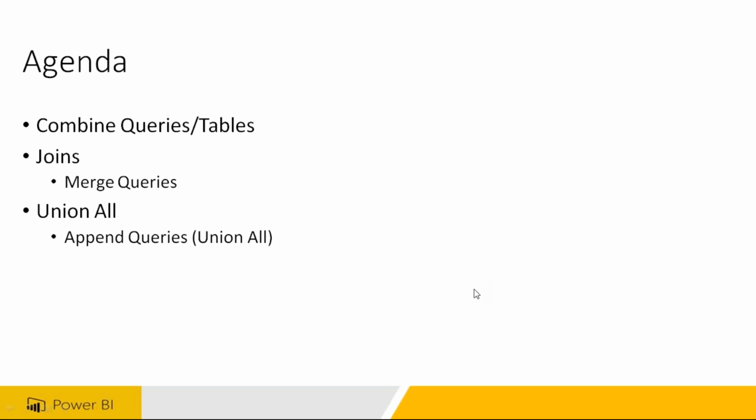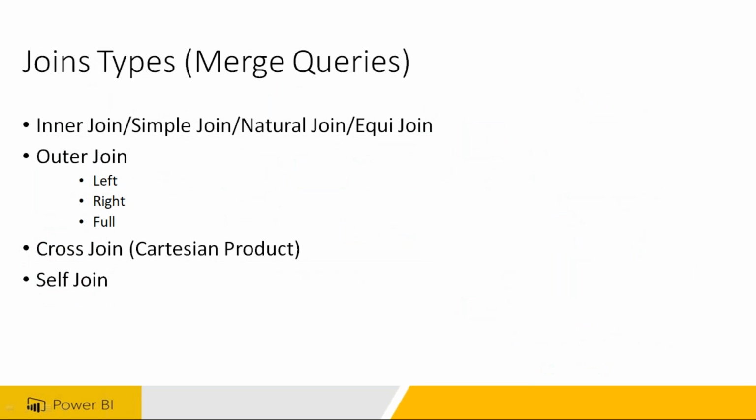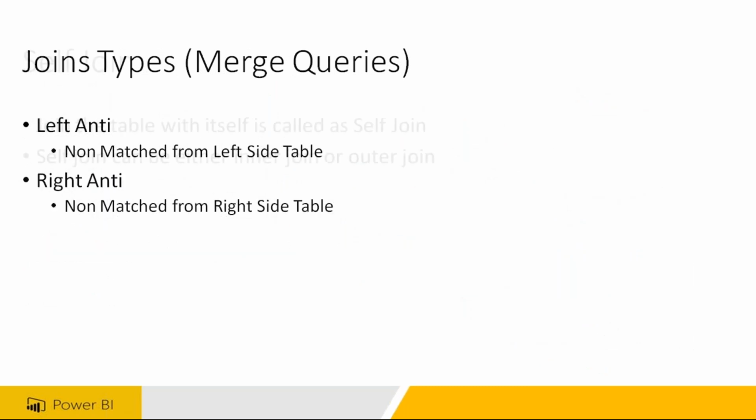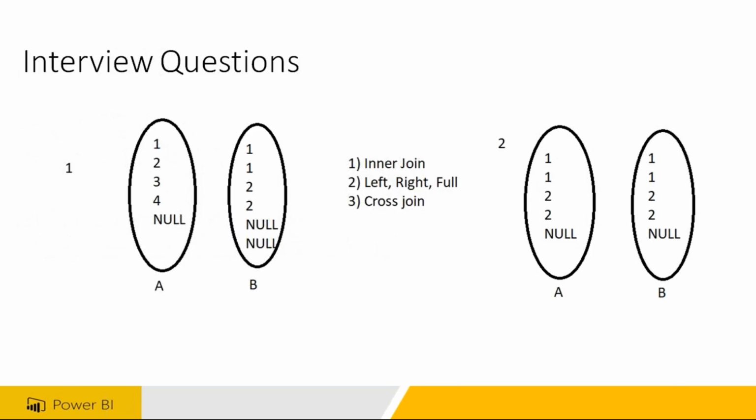Before that, I had given an interview question that I wanted to ask. The question is: I have 1, 2, 3, 4, null, and 1, 1, 2, 2, null, null. So in a join, what is the number of rows in inner join, left, right, full and cross join? People have given beautiful answers. Let me give my answer.